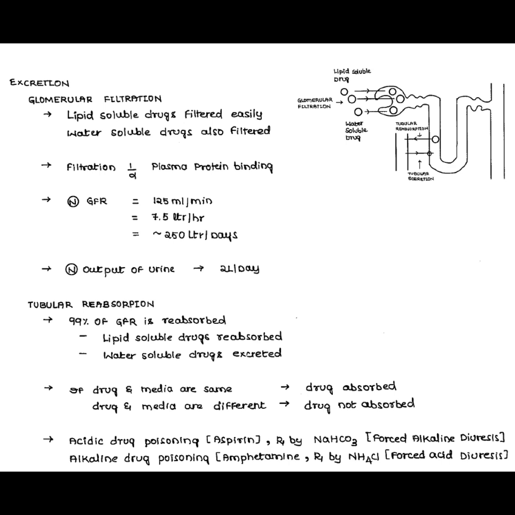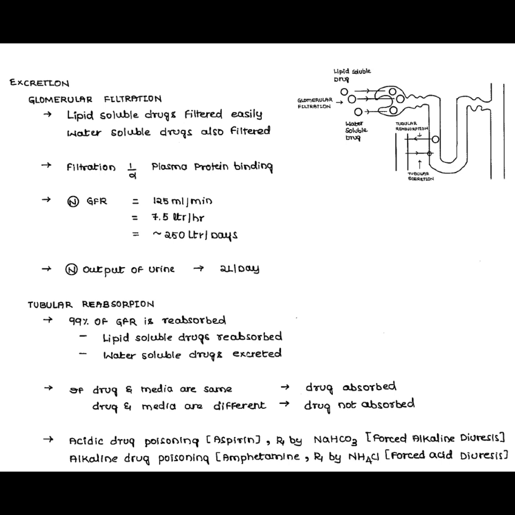Quick fact: normal GFR is around 125 milliliters per minute. That's 180 to 250 liters filtered every day. But only about 2 liters of urine is produced. Yep, the kidneys are efficient. So coming to the next one, the tubular reabsorption.